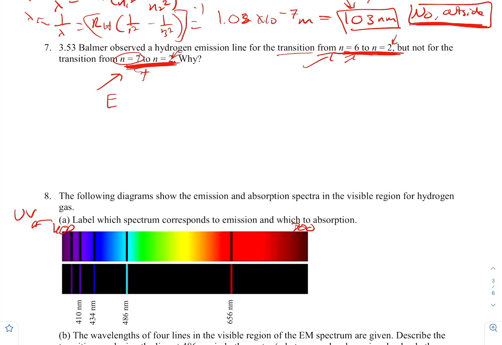The energy here is outside the color region, outside color or visible region of the electromagnetic spectrum, okay? That's really all there is to it.